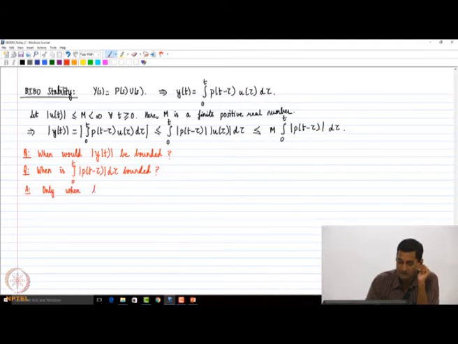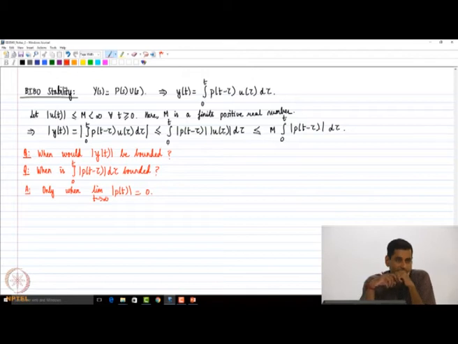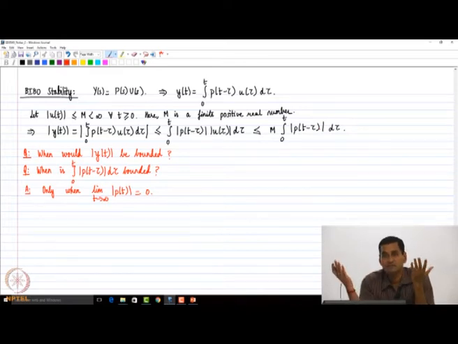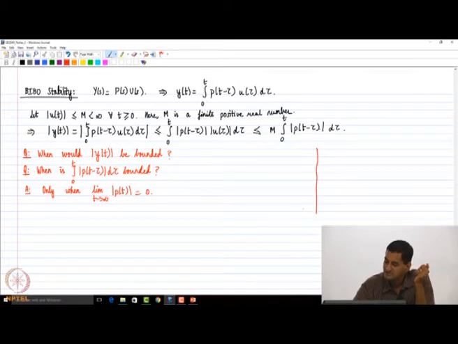Only when the limit as t tends to infinity of the magnitude of p(t) is equal to 0. Otherwise, if this limit doesn't go to 0, remember that integration is like a sum. If p(t) doesn't go to 0, what happens if you keep on integrating? The number is only going to increase. So, let me give you a simple illustration.